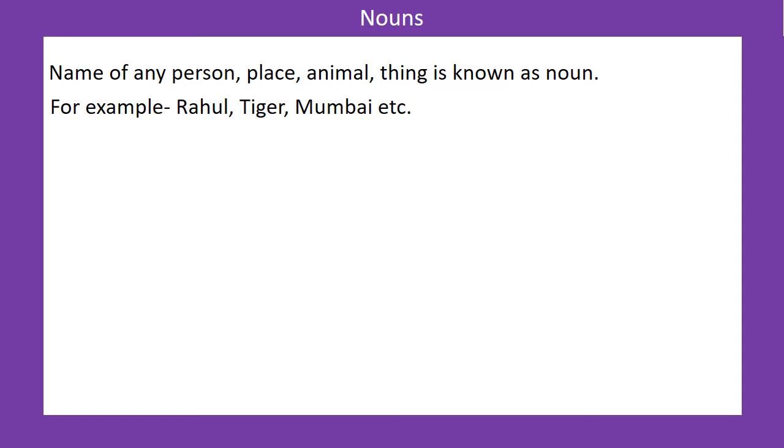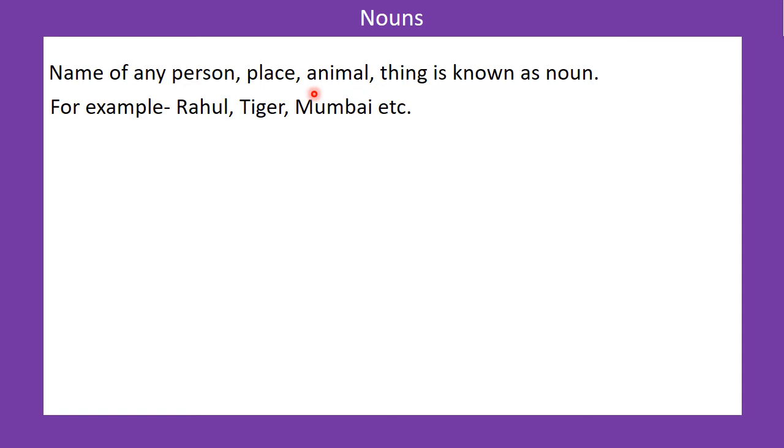So today in this video I am going to tell you what nouns are and the types of nouns, and I am going to explain them. So let's begin. First I will show you what nouns are. Noun: the name of any person, place, animal, or thing is known as a noun. As you know, any person, animal, or place, their name is known as a noun.